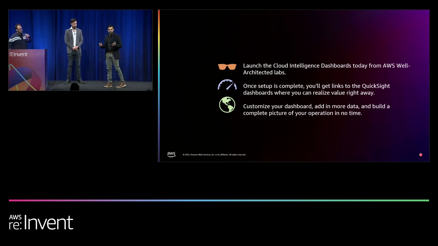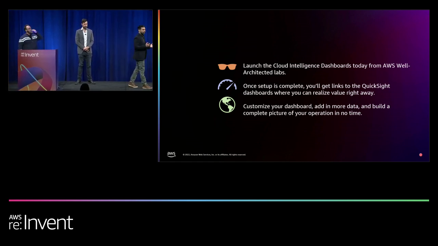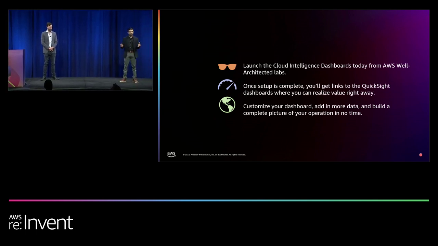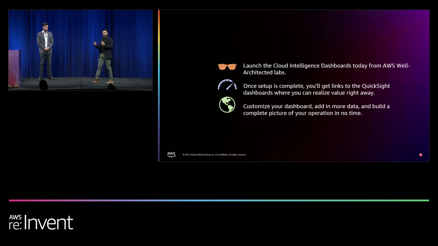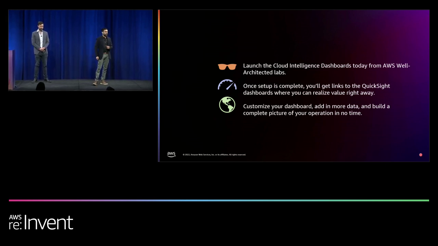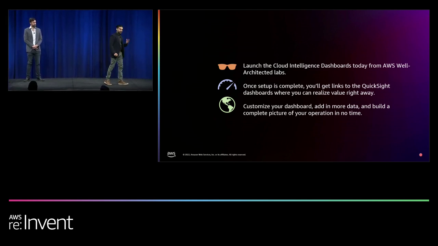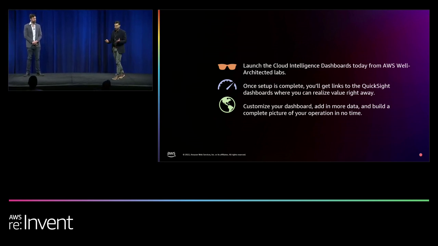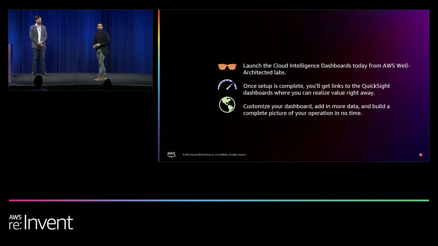All right, so what you heard sounds like something you needed yesterday. You can launch Cloud Intelligence dashboards today from Well-Architected Labs. Once you set up those labs, the QuickSight links will be available for you. Once you open up those dashboards, you're going to see hundreds of pre-baked visuals that provide insights into the most common indicators customers are looking at. You can customize them, personalize them, and share them with your stakeholders. And you can also bring in additional data to build an even more complete picture of your cost.